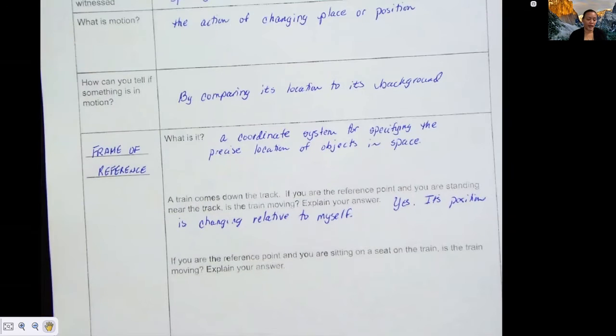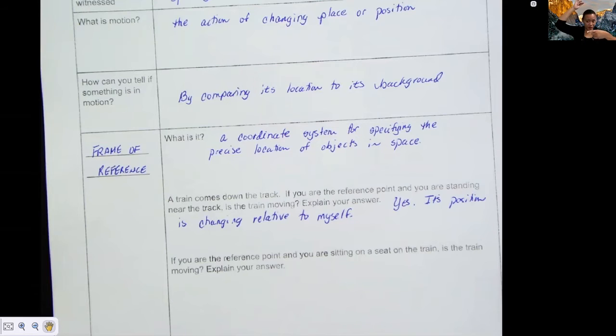All right. Now, next question. If you are the reference point, so you're still the reference point, and you are sitting on a seat on the train, is the train moving? Yes or no? If you are the reference point, then according to the reference point, the location of the train is not changing. If I'm sitting in a seat on the train, then I am moving along with the train.